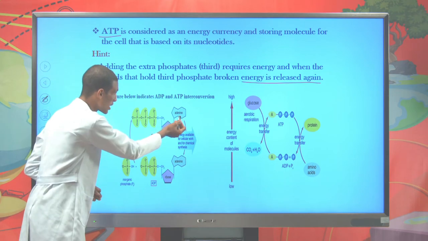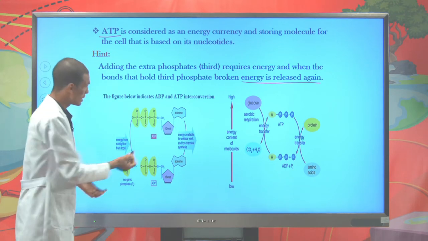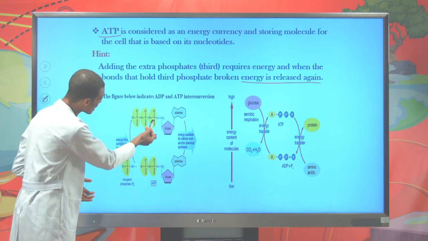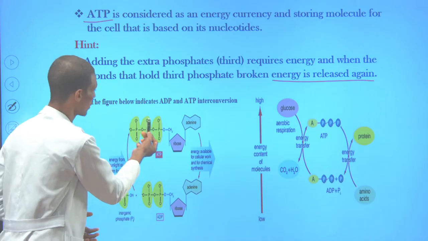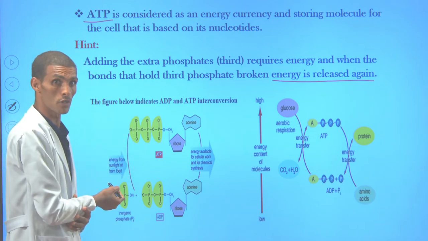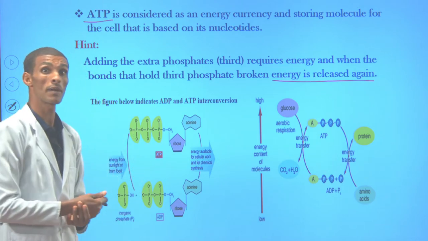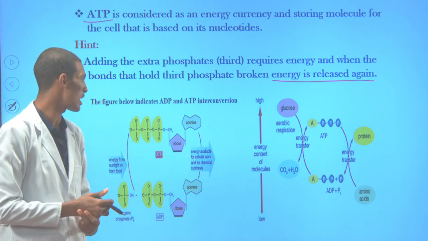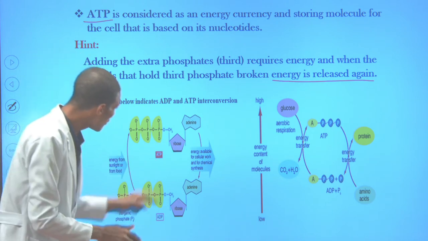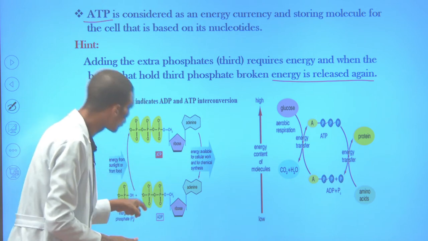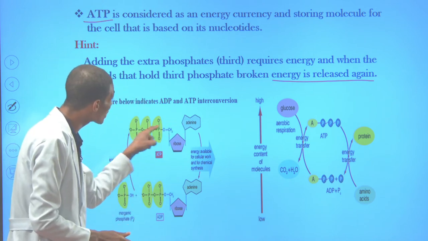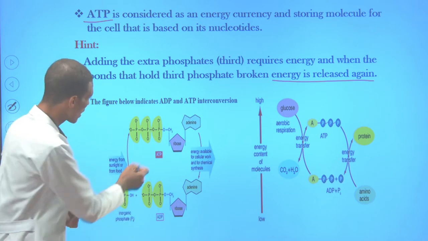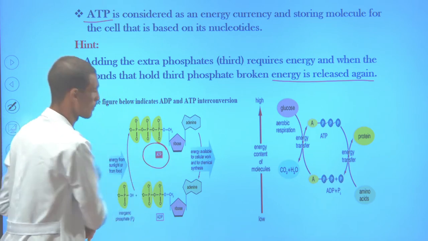There is a structure here, adenine. There is a sugar found here, the ribose part. And there are three phosphates here: phosphate 1, phosphate 2, phosphate 3, which are linked together by phosphodiester linkage. There is a special covalent bond that links them together. If the cell prefers to gain energy from this, the third phosphate attached here must be broken. ATP is found in storage form here.